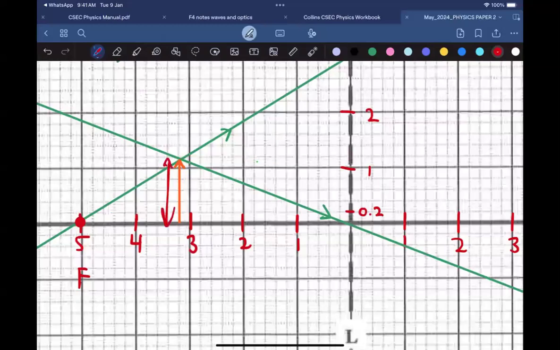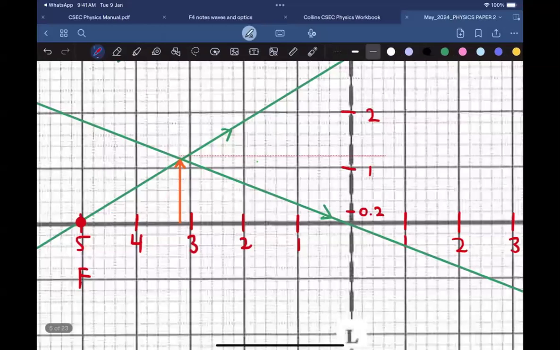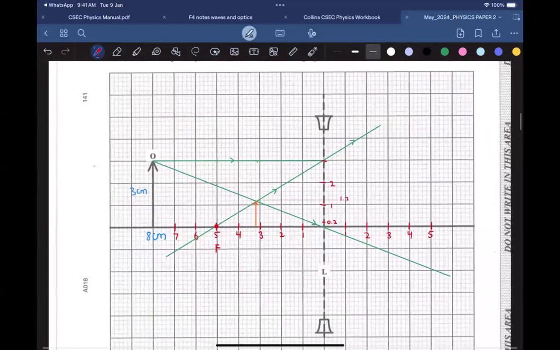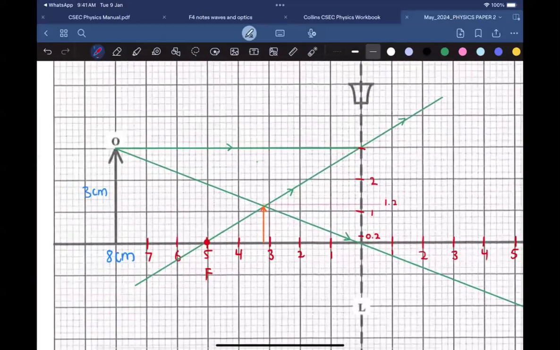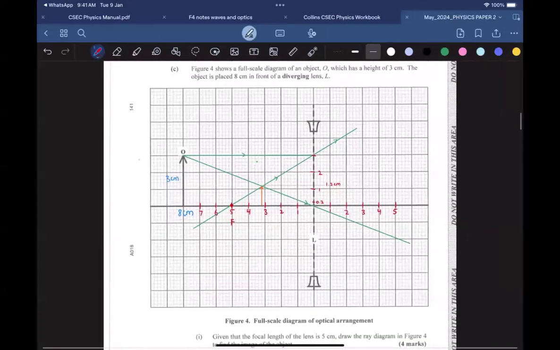So then this over here, what would I call this? That's the image height. Perfect. So what is my image height looking like? 1.2. And my units are going to be centimeters or meters? Centimeters. Right. I wonder if you understand that for sure.